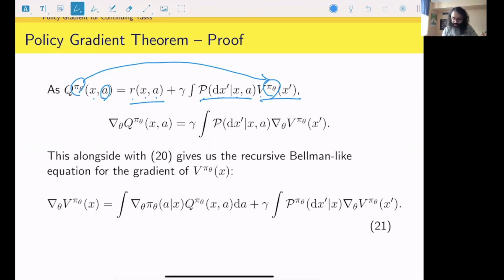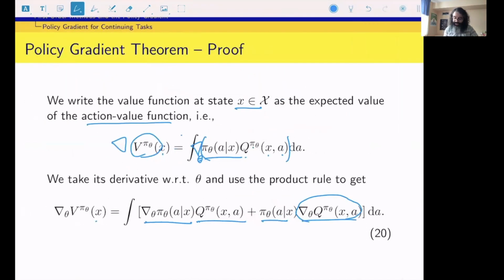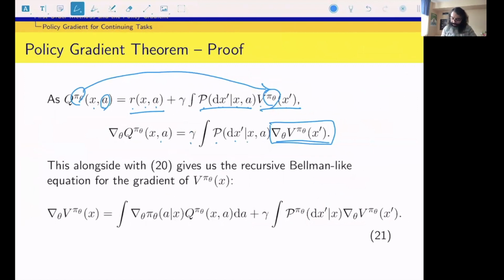So the derivative of q pi of x and a would be gamma times p of x prime conditional on x and a, times the gradient of v of pi at x prime. Okay, that's great. Now on the previous page, I already calculated this gradient of v of pi at state x, so I just need to substitute the same thing, but for x prime. If I do that, I get that the gradient at state x is the gradient of pi times the action value function, plus gamma times the gradient of v at state x prime, where x prime is coming from p of pi theta, starting from x.